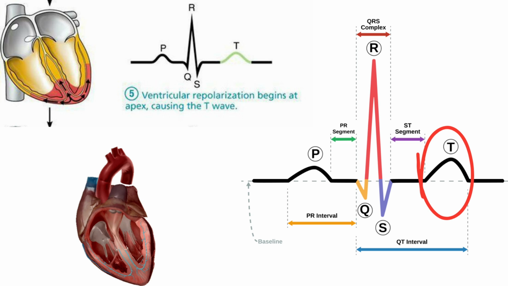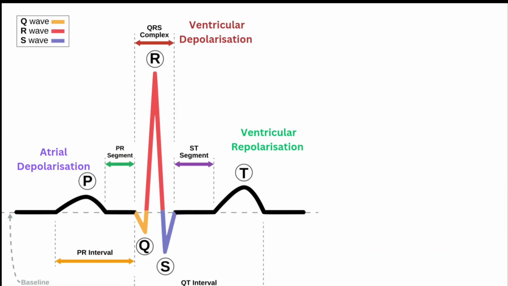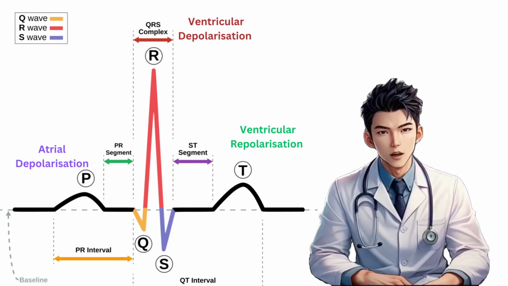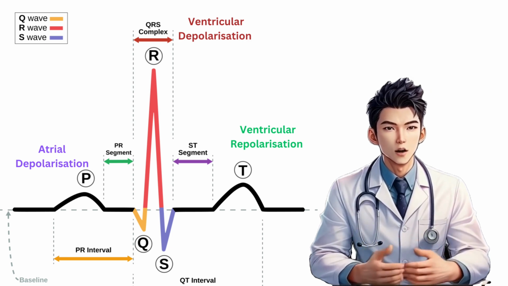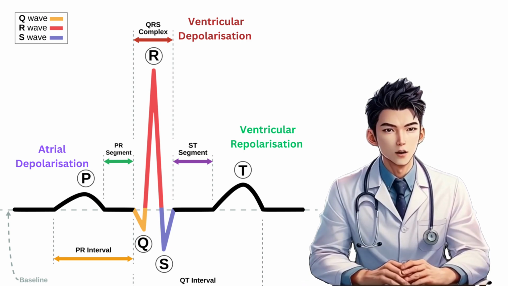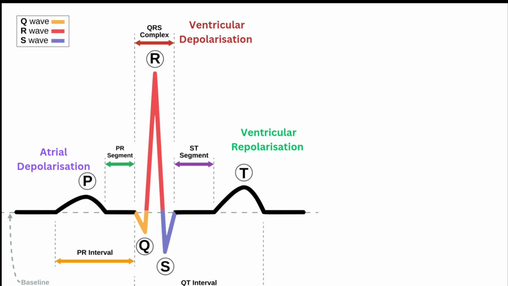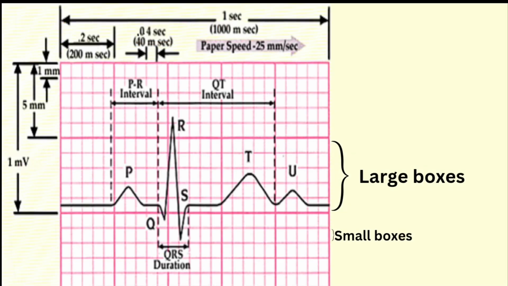P wave shows atrial depolarization. QRS shows ventricular depolarization. T wave is ventricular repolarization. Now on ECG paper you see an ECG strip like this, and on ECG paper you will appreciate large boxes, and in these large boxes you will see these small boxes.